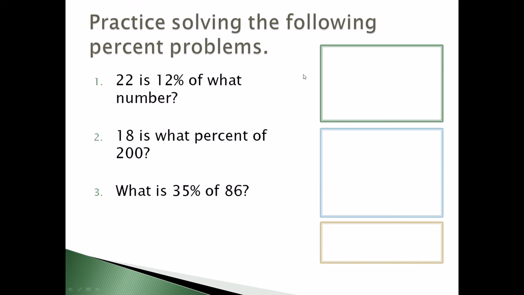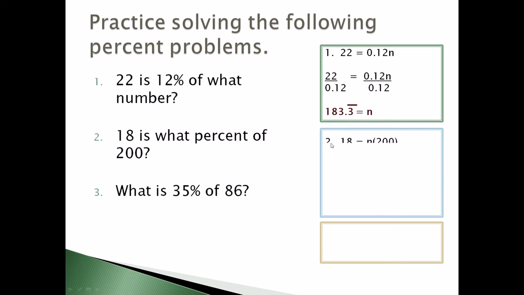Okay, let's see how you did on your translation. So we should have 22 equals 0.12 n. Is n alone? Nope. So we divide both sides by 0.12, and 22 divided by 0.12 is 183.3 repeating. Works for me. Let's see how you did on the translation for this one.